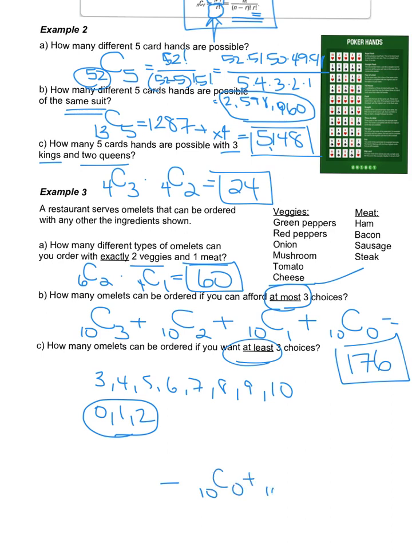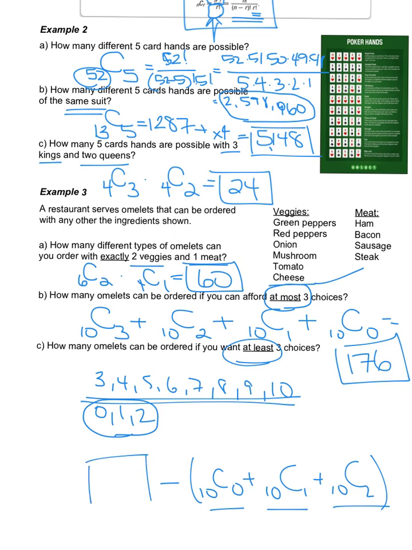So we have a 0-topping omelet, a 1, and a 2, which we've already figured out. We want to subtract that from the total, and that should be what we're looking for, at least 3 outcomes. We don't care about these, so we're subtracting them from the total.